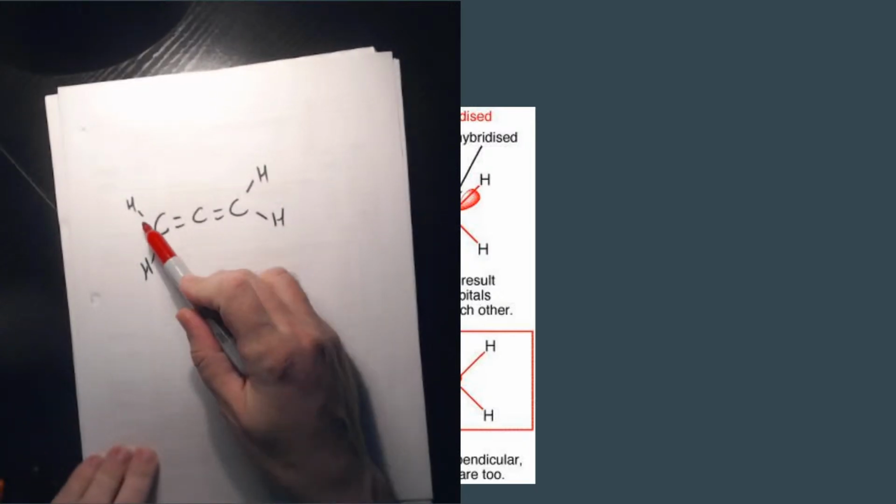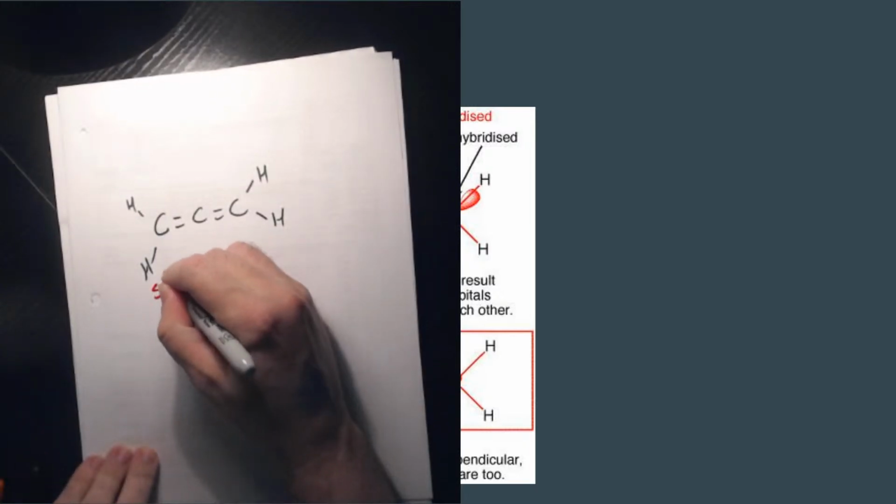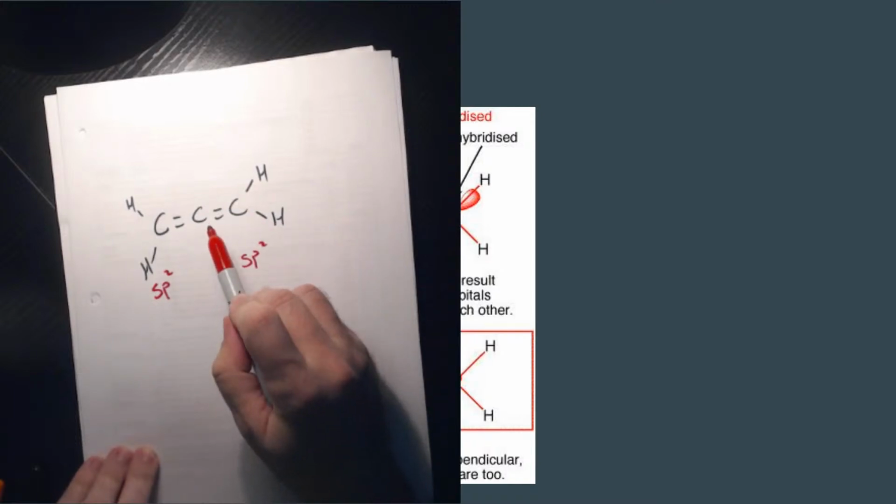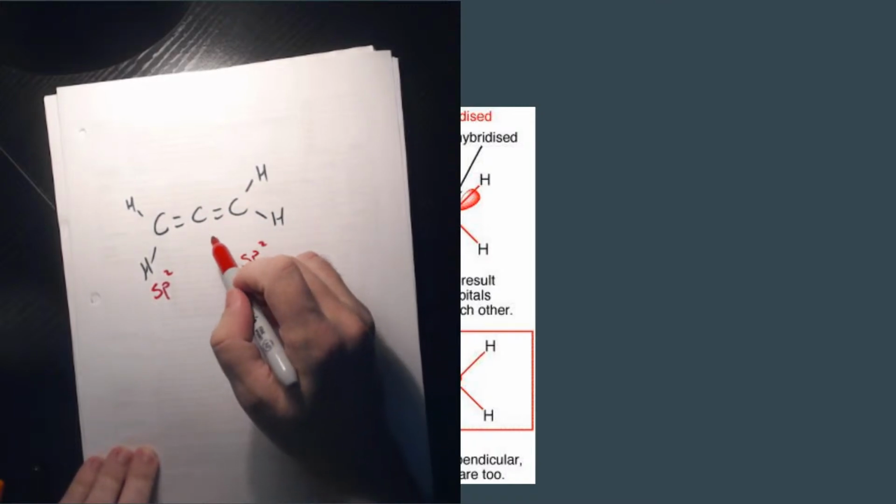So this carbon on the left, it has 1, 2, 3 electron domains. It's sp2 hybridized. This carbon on the right is sp2 hybridized. This guy in the middle, though, he is sp hybridized. He only has 2 electron domains.